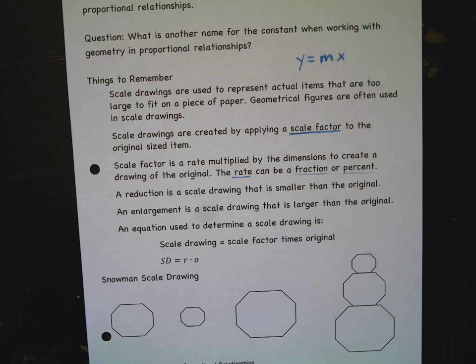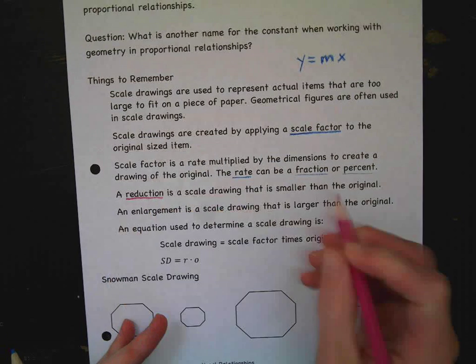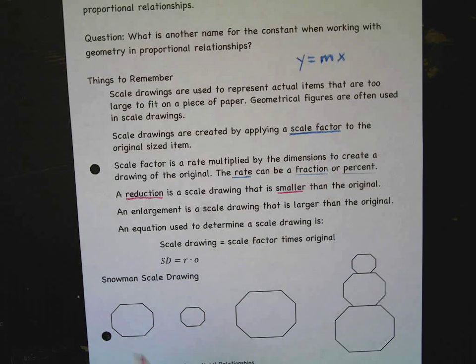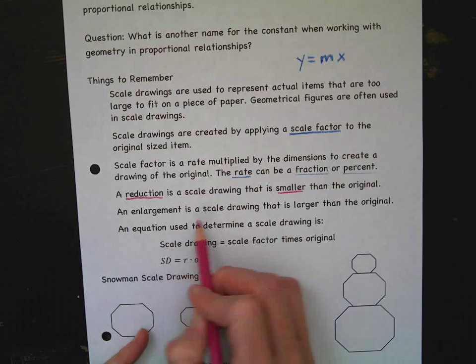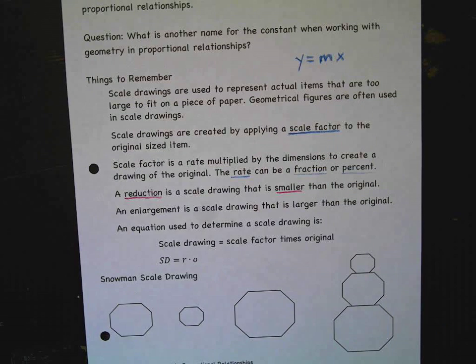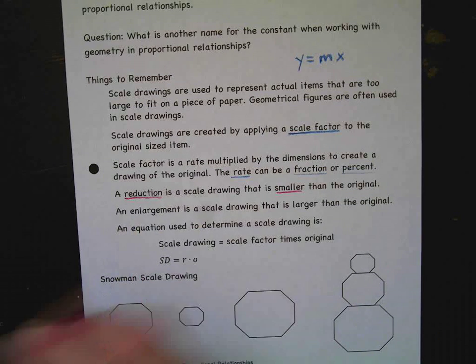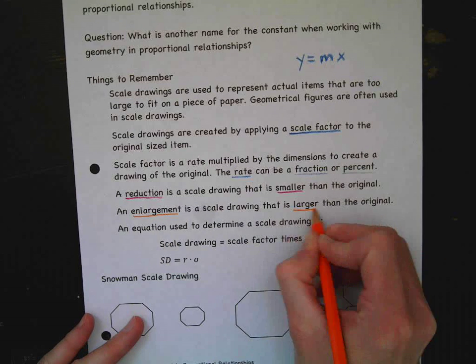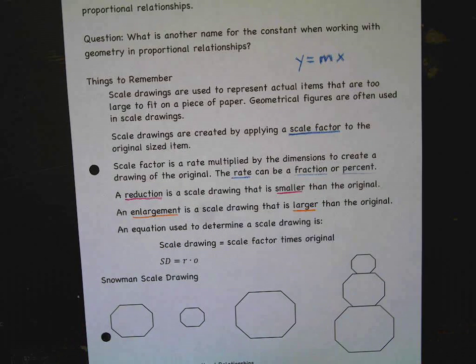A reduction is a scale drawing that is smaller than the original. Reduction, smaller, that makes sense. Reduction means that you make it smaller. An enlargement is a scale drawing that is larger than the original. So you're blowing it up, you're making it bigger so it's easier to see. So an enlargement is where you make it a larger version of the original.